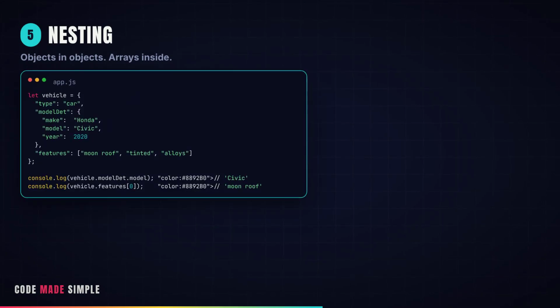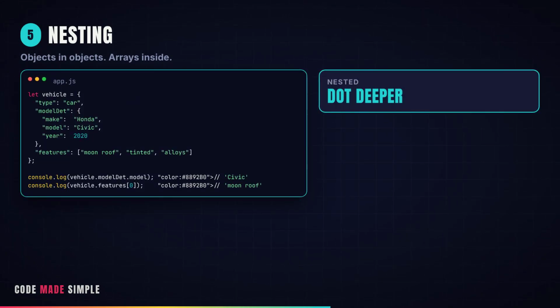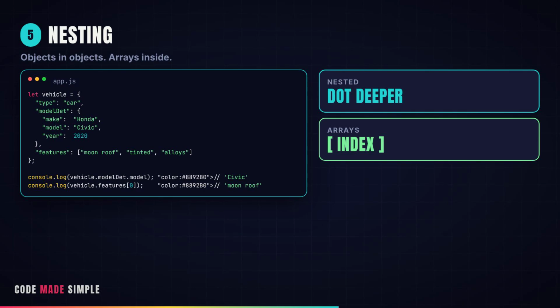Objects can hold other objects, and arrays, and functions that use them. Dot into the nested object, bracket into the array. Complex data, clean access. This is how real apps model the world.